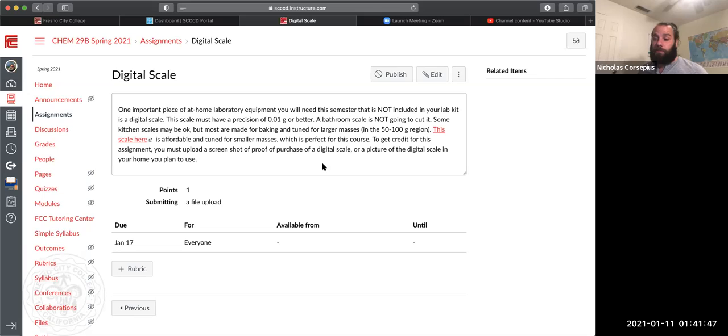I'm teaching another chemistry class, 3B, and their lab kits are like 150 bucks. So you guys really do luck out in terms of the cost of the glassware and the other material that you're going to get. But again, the one thing that we need to be able to do meaningful chemistry are these digital scales, okay? So that's your goal for this week.